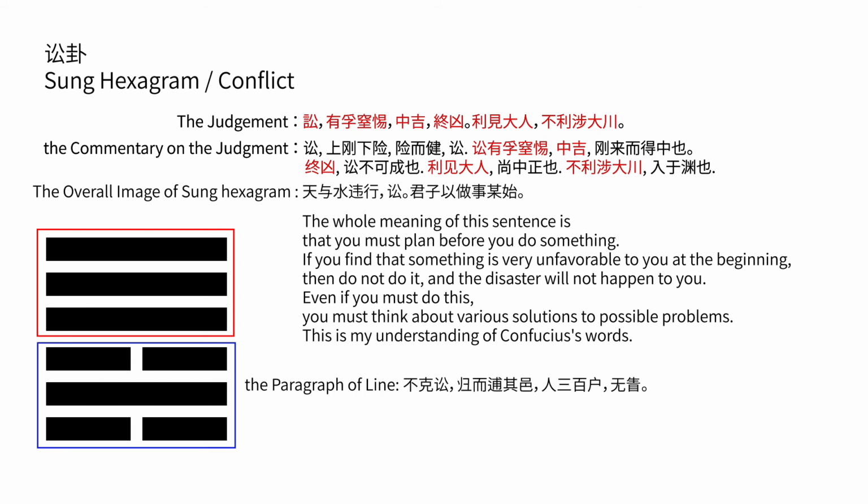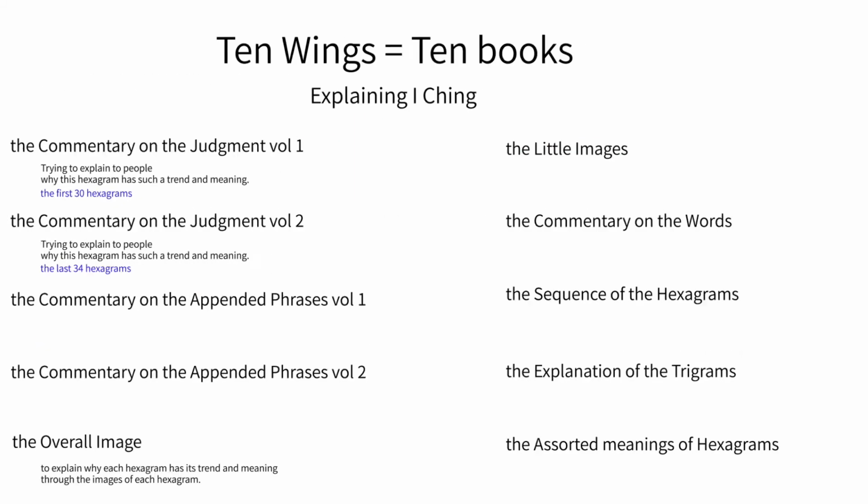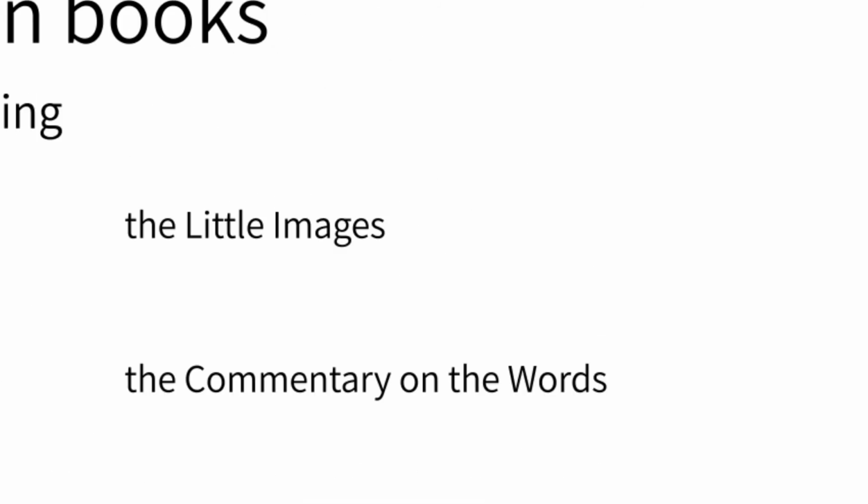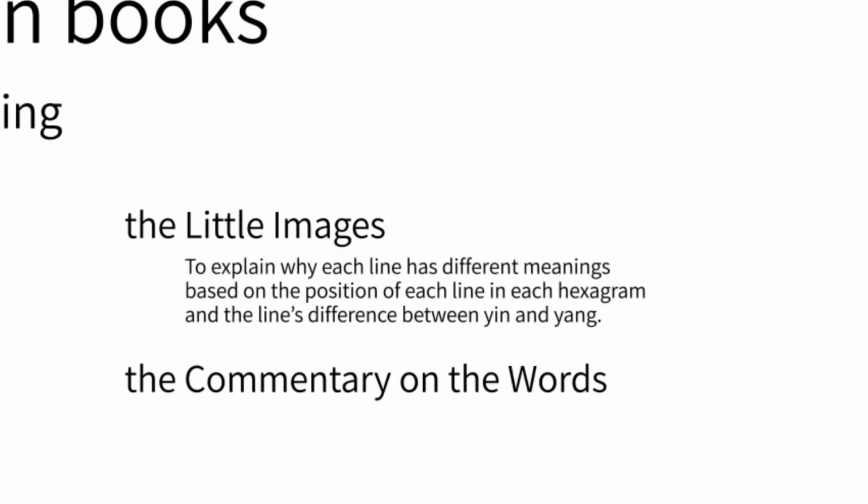This is my understanding of Confucius' words. What is your understanding? Do not be superstitious about Confucius, or me, or any human being. The little images explain why each line has different meanings based on the position of each line in each hexagram and the line's difference between yin and yang.